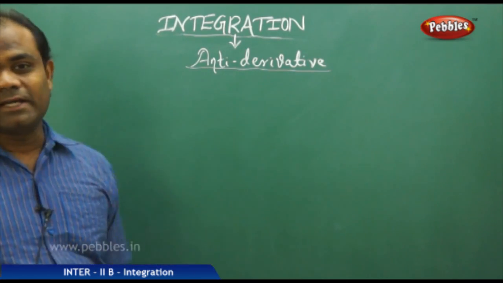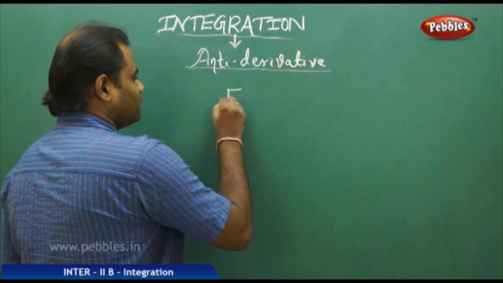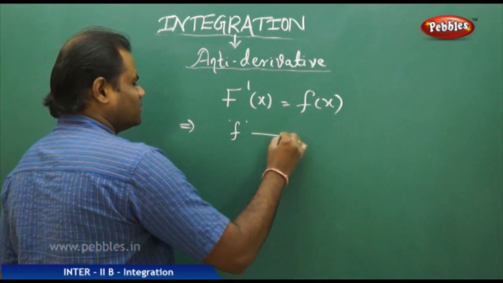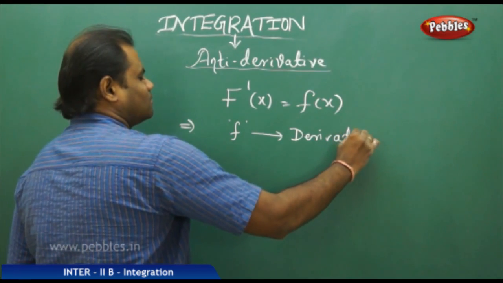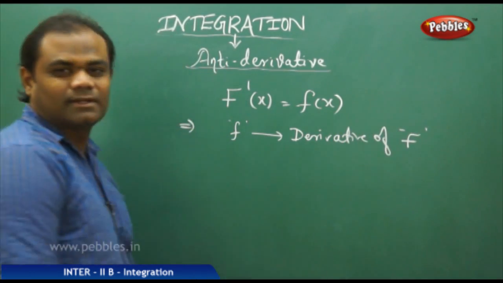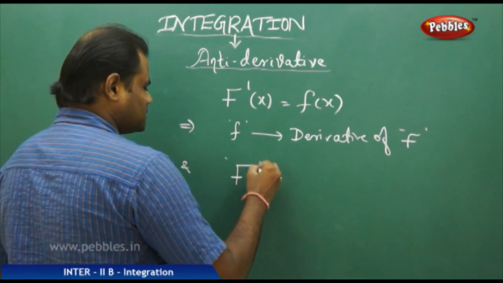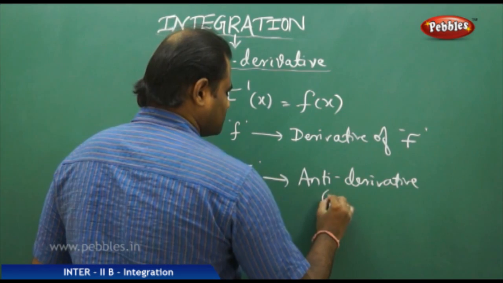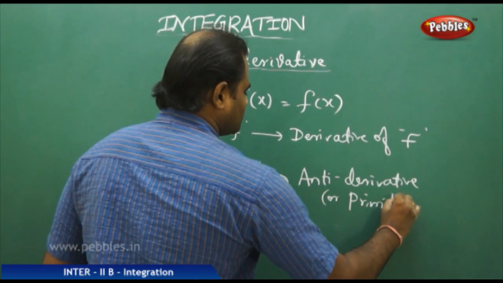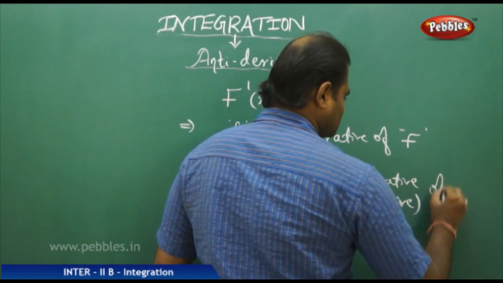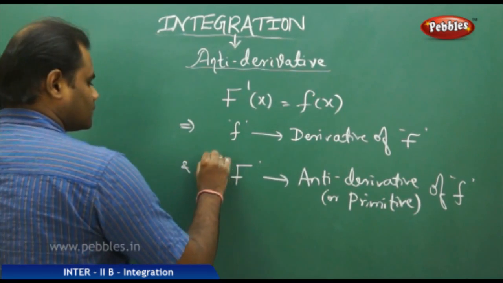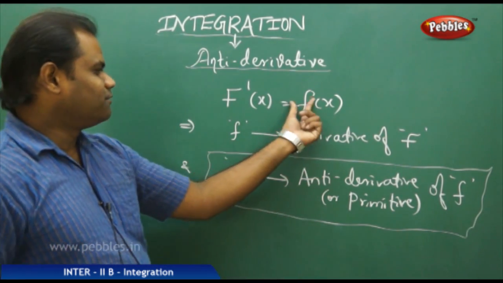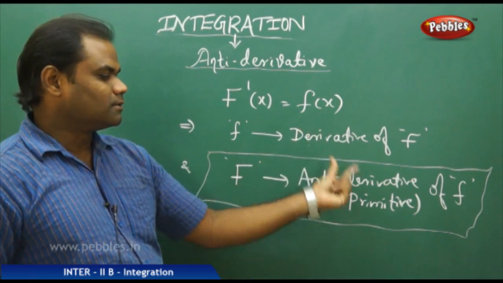So let's define the antiderivative of a function. That is, if F dash x is some f of x, that implies small f is called the derivative of capital F, and this capital F is called the antiderivative or primitive of f. This is how we understand the antiderivative of a function. Here f is the derivative of capital F, and capital F is the primitive of small f.